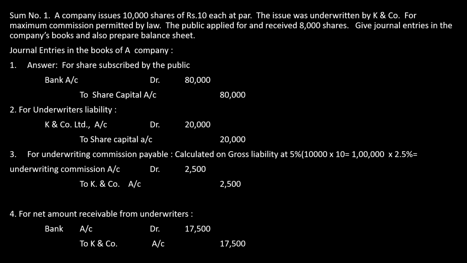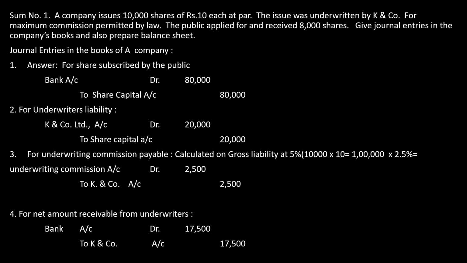Then the next entry is for underwriting commission payable by the company: Underwriting Commission to K and Co. The commission is normally 2.5% on the nominal value. Nominal value is the total gross liability. Here in this case, 10,000 into 10 gives 1 lakh, that will be the nominal capital. Out of 1 lakh, they have to pay 2.5% as commission for underwriting. So that is the entry here: Underwriting Commission account debit to K and Co, 2,500.